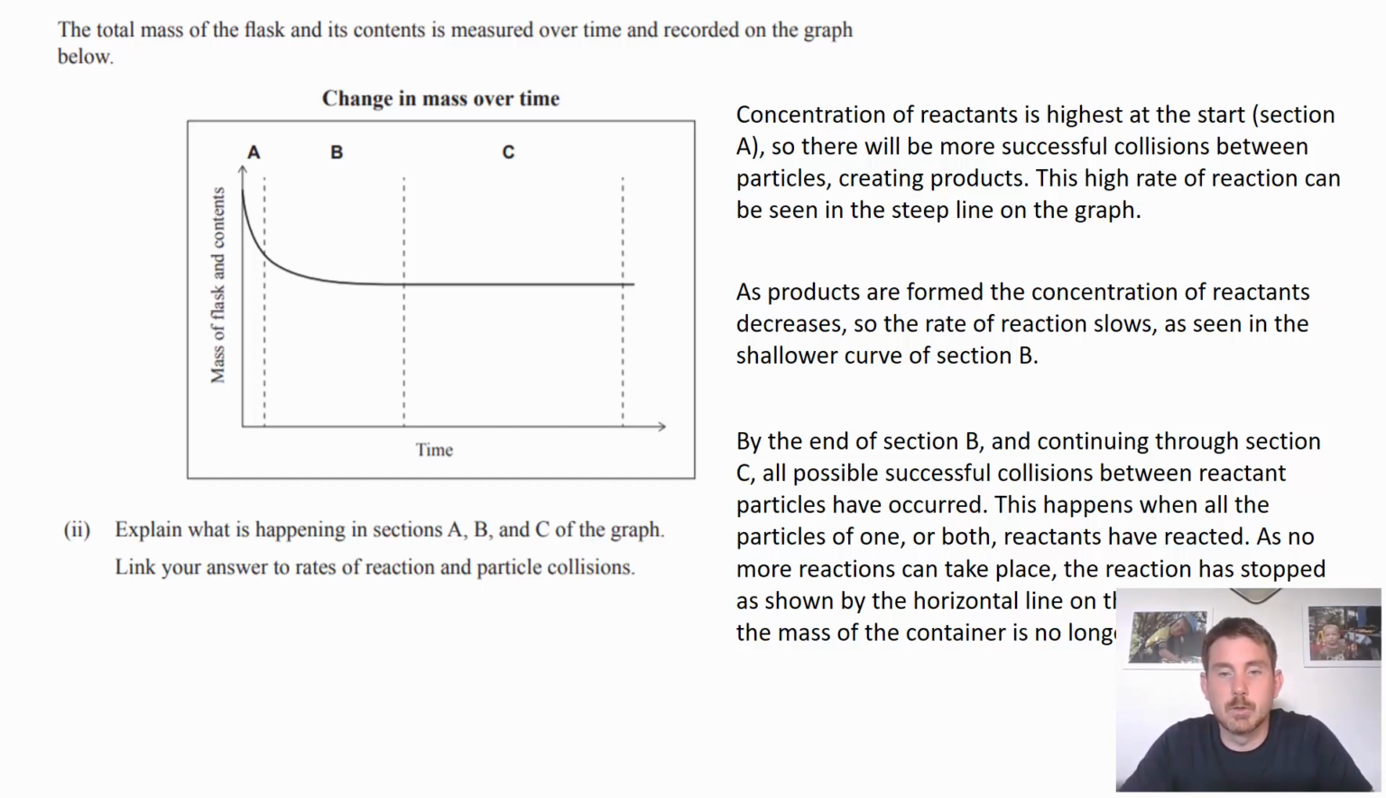At this stage, once the line's horizontal, all possible successful collisions between the reactant particles have occurred. Now, this can happen because either one of the reactants has been completely used up, or both of the reactants have been completely used up. Because no more successful collisions can take place, no more reactions can happen, and the reaction has stopped. And that's shown in the horizontal line on the graph. That also means that the mass of the flask and contents are no longer changing because no new carbon dioxide is being formed. So if you get all of that, that's an excellence level response.